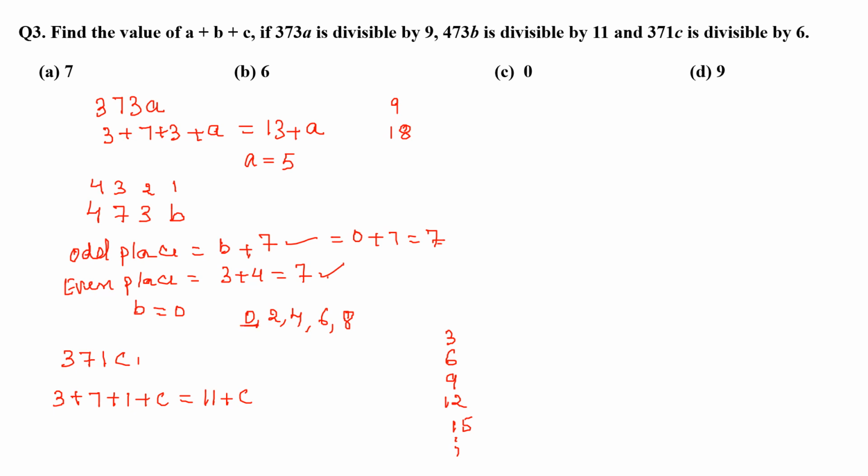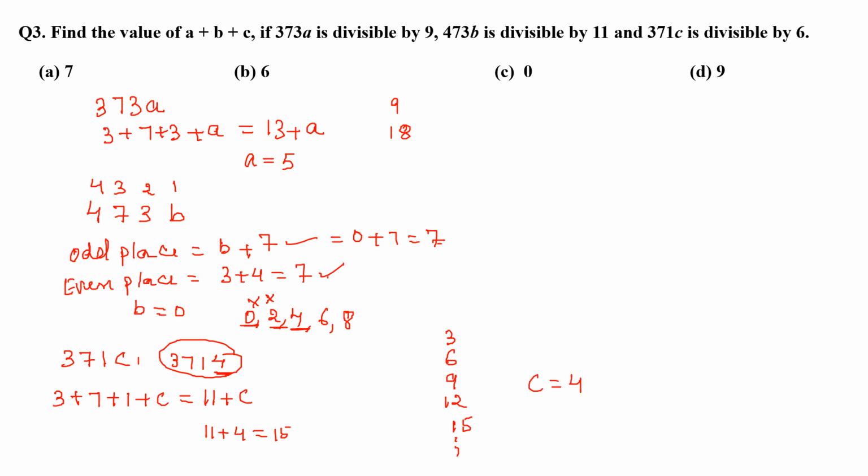It won't be divisible by 3. Now move to the next value, 2. 11 plus 2 is 13. 13 is also not divisible by 3. Next move to 4. So 11 plus 4 will give me 15 and 15 is divisible by 3. And if I put the value of c as 4 here, this complete number will become divisible by 2 also because the unit place is 4. So from here I can write that the value of c is 4.